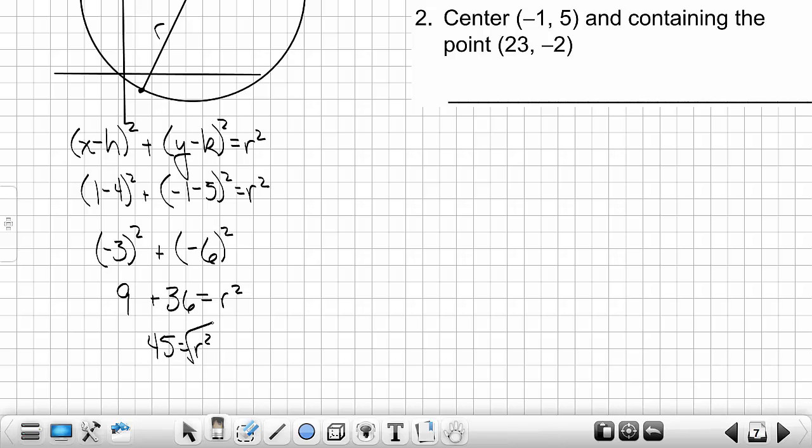So, square root both sides. I'm going to continue it right up here. R equals the square root of 45. I'm not going to put plus or minus in front. Somebody tell me why.